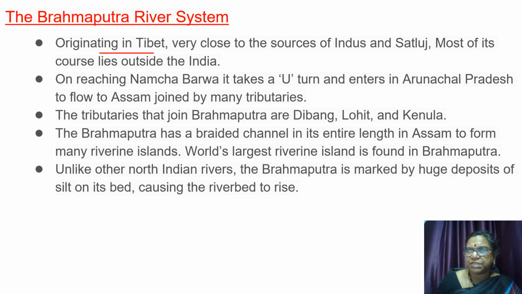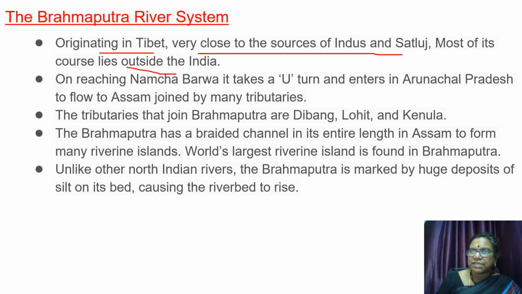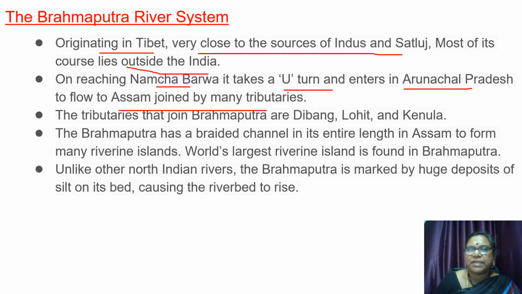It originates in Tibet, and the origin point is very close to the sources of the Indus and Sutlej. Most of the course of Brahmaputra lies outside India. On reaching Namcha Barwa, you will see that this Brahmaputra takes a U-turn and enters into Arunachal Pradesh to flow to Assam, joined by many tributaries.